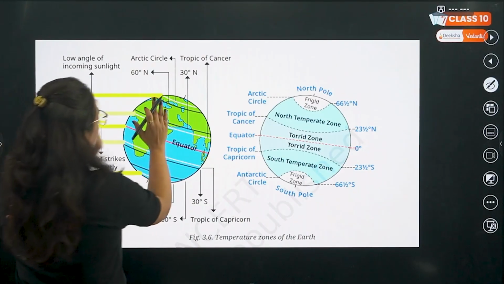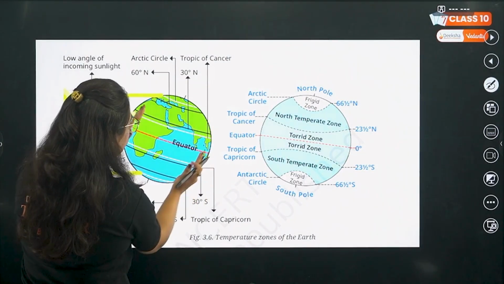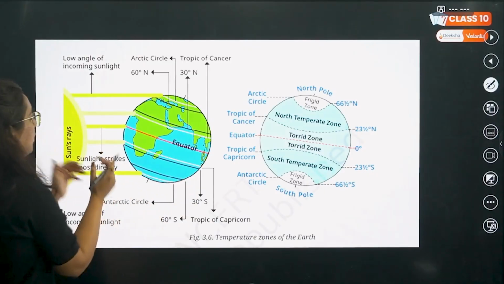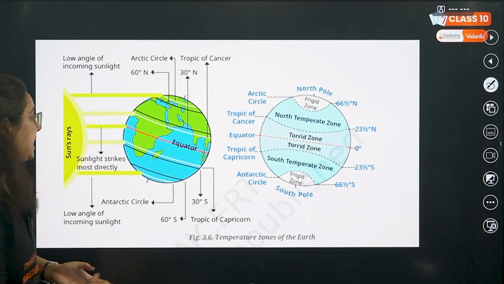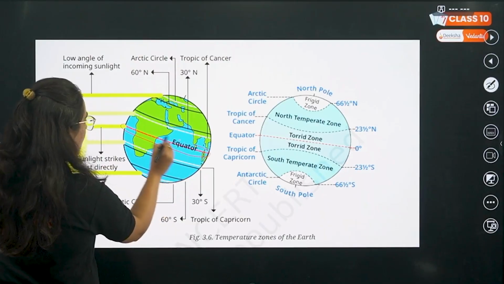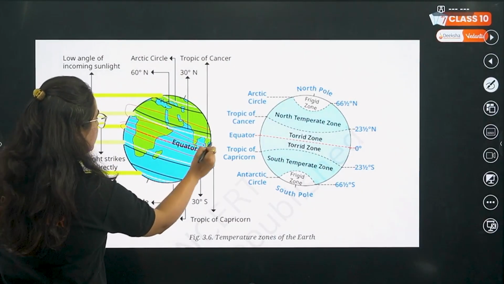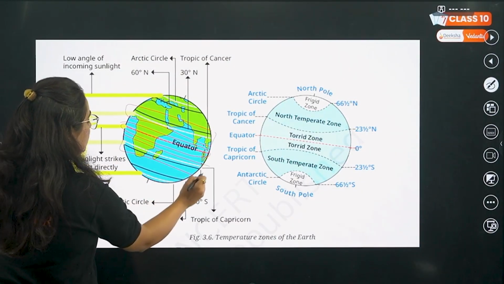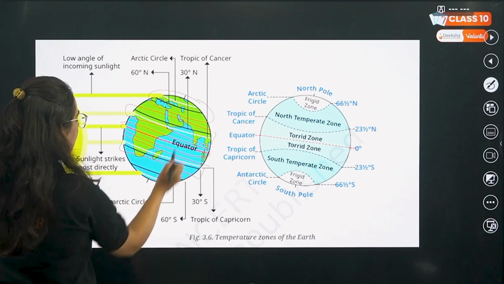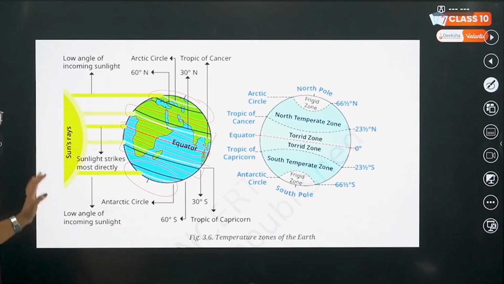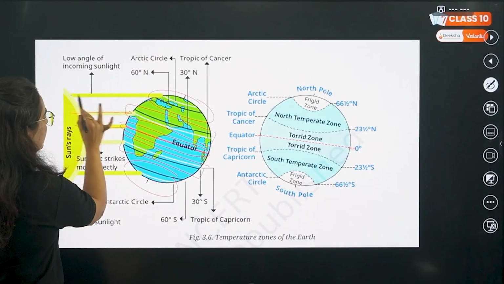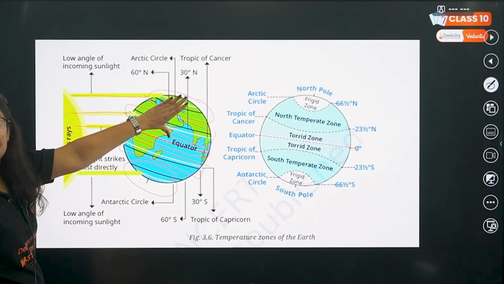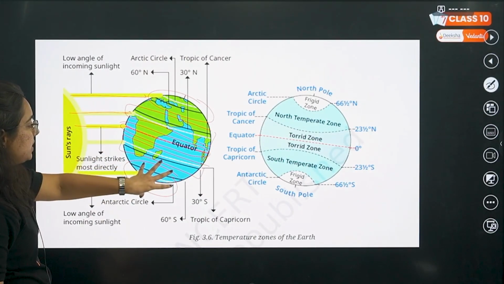Like if we talk about Earth, we know that it is tilted. For the convenience of study, we have drawn some imaginary lines. The 0 degree is the equator, 23.5 in the north is the Tropic of Cancer, in the south is the Tropic of Capricorn, then the Arctic Circle and the Antarctic Circle. Okay, whenever the sunlight is directly over the Tropic of Cancer, what happens? Here it is summer season, here it is winter season.